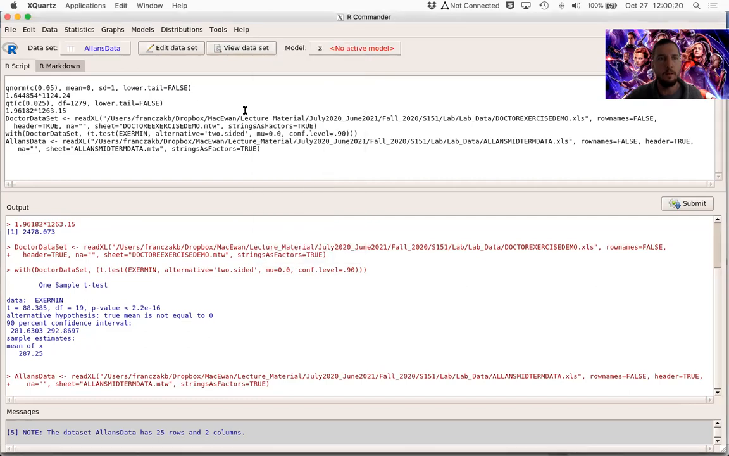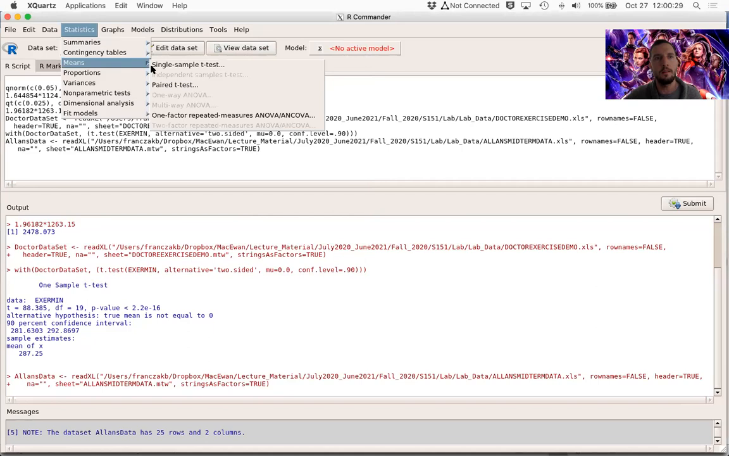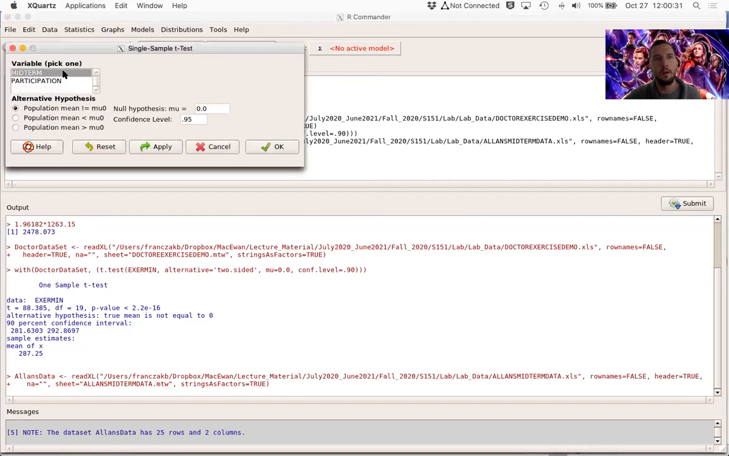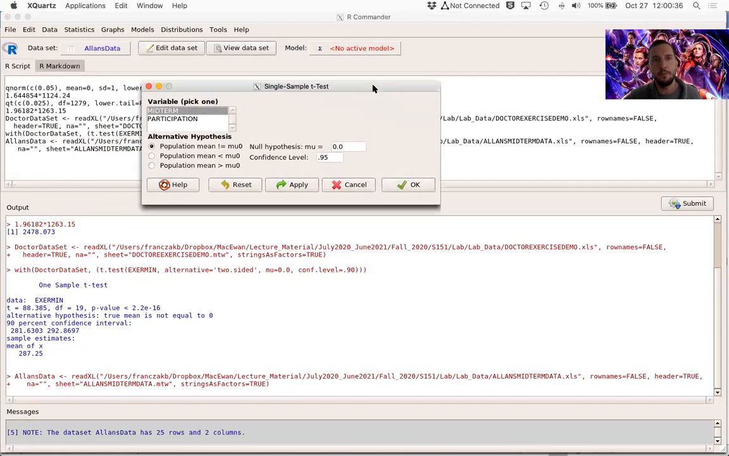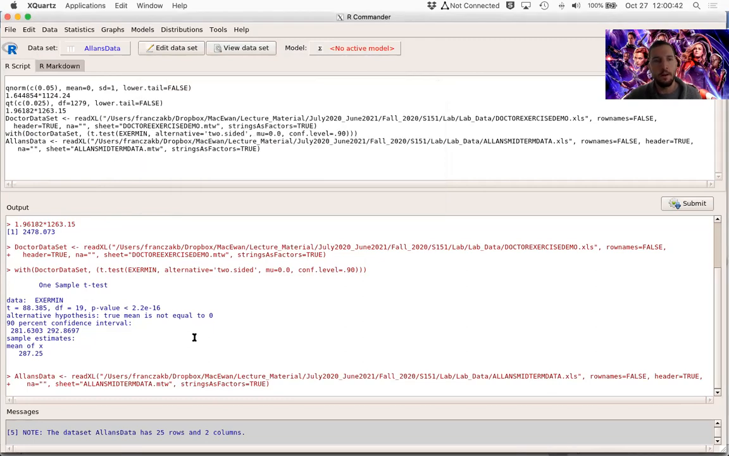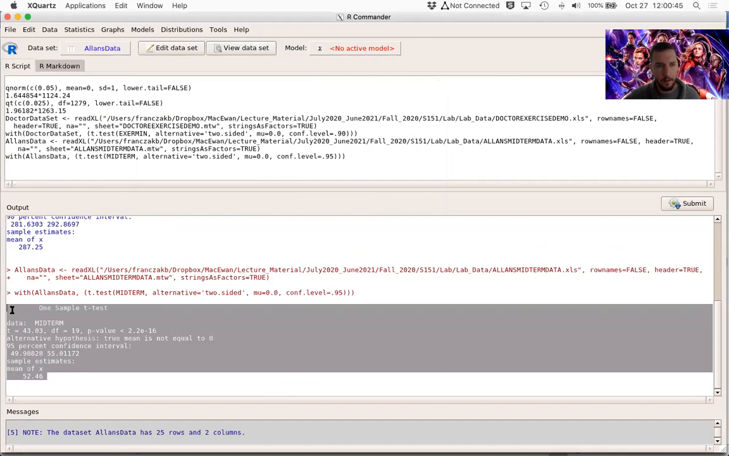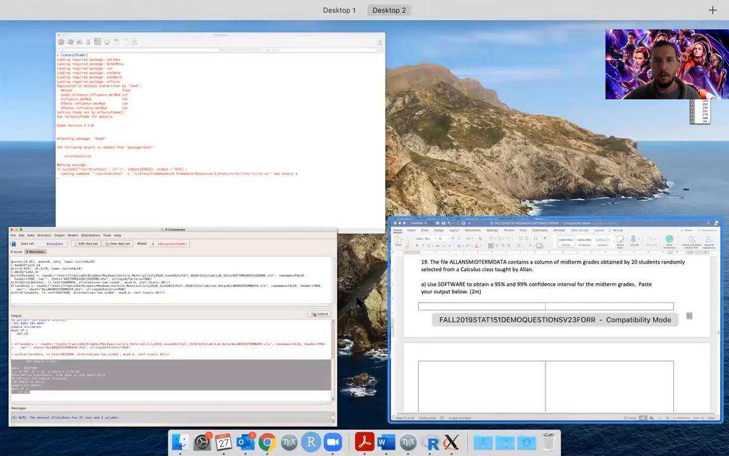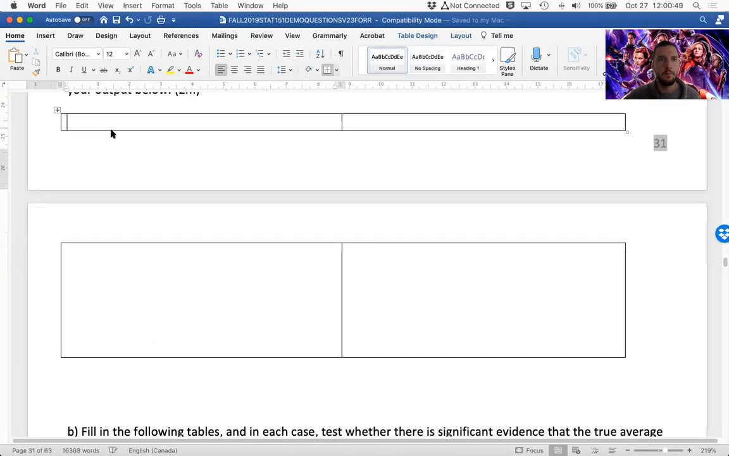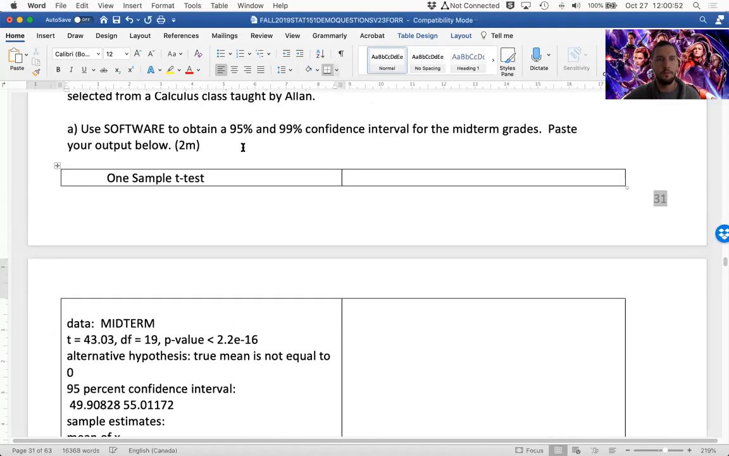We'll find out momentarily. So we are going to construct a 95% and a 99% confidence interval for this data. So we'll have statistics, means, single sample. We select midterm in this case. And then we have a 95% interval. So we don't have to change anything here. We don't have to change anything here. And we can leave confidence level at 0.95. Click OK. Yeah, it ignored the NAs automatically. So that's great. And then we can paste this information in below as follows.